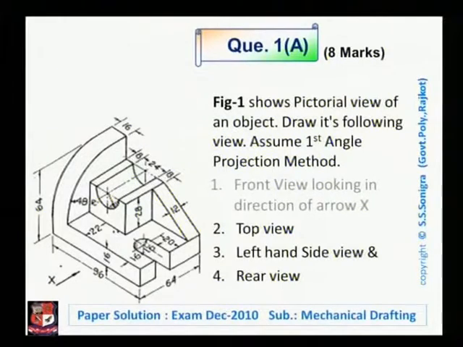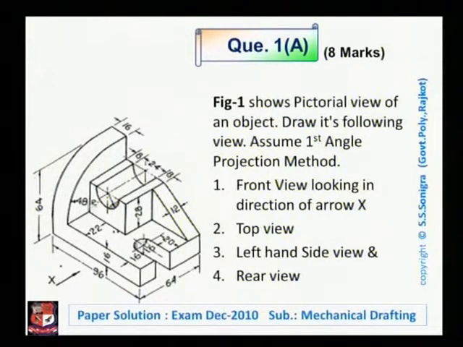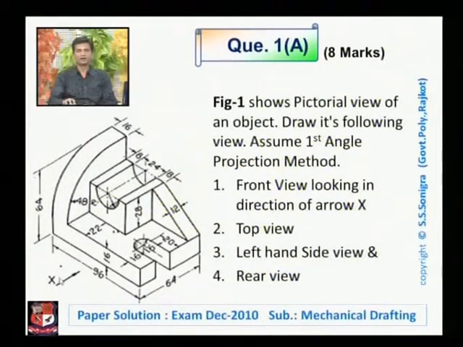First, front view looking in the direction of arrow X, means if you look from here, which view would be visible. Second, that is top view. If you look from the top side, what should be its appearance. Third is left hand side view, means if we stand over here in the direction of X, our left hand side would be here. So if you look from this direction, what should appear, that we have to draw.